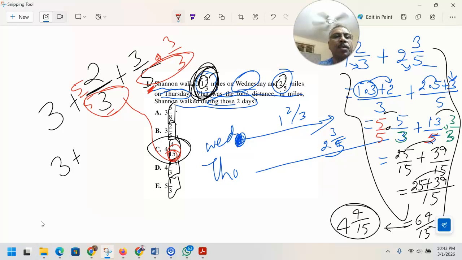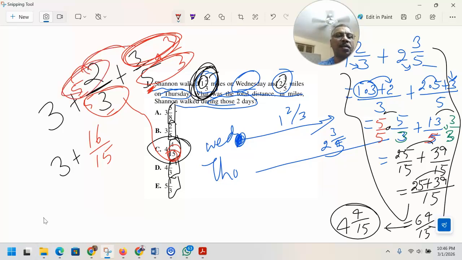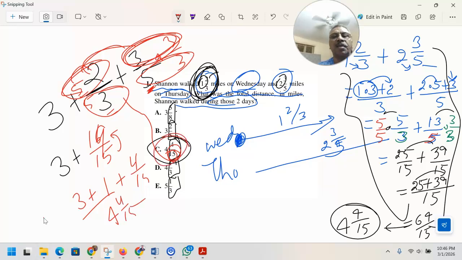If you really want to do the whole work, 5 times 2 is 10, and 3 times 3 is 9, so 9 plus 10 will be 19. So you get 3 plus 19/15. We can write this as 1 plus 4/15, so together it is 4 4/15, and you get the same answer.